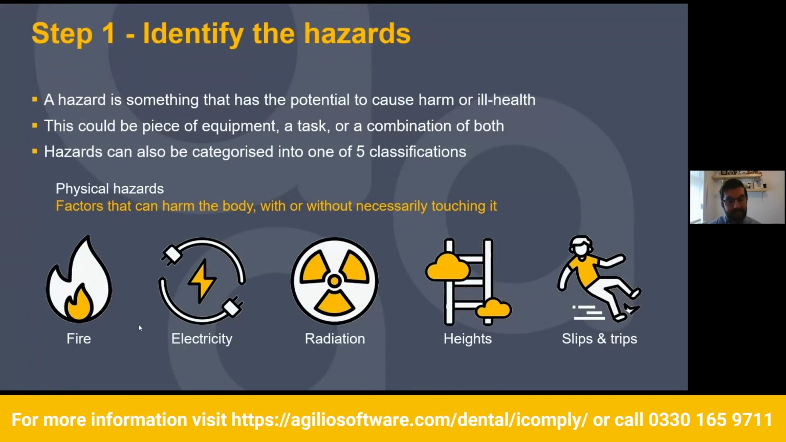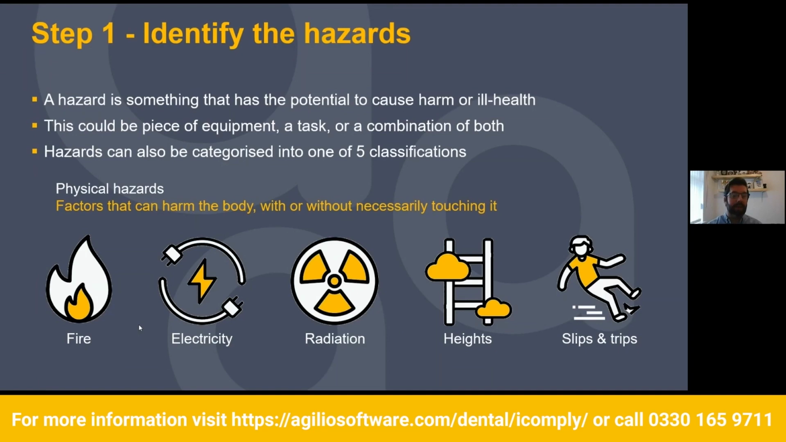The first one is about identifying the hazards in your premises. This is something that could cause harm or ill health to anyone. That could be an employee, a contractor, a patient, a visitor. Anyone that's coming into your premises who could be affected by a hazard needs to be considered as part of the assessment process. They could be associated with equipment or a combination of both. They can also be categorized into 5 different classifications of hazards, so I want to go through each one of those just to broaden your understanding of what hazards could be. The first one we have is physical hazards. This is anything that can harm the body with or without necessarily touching it.